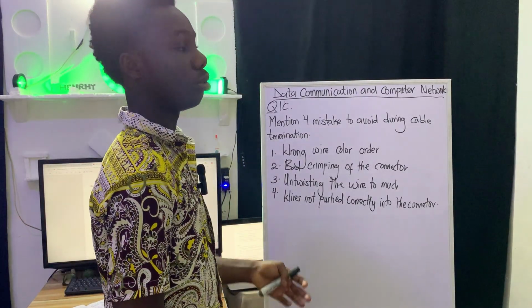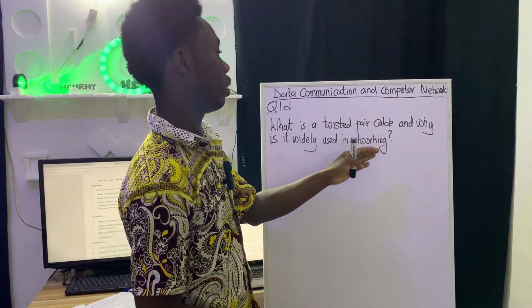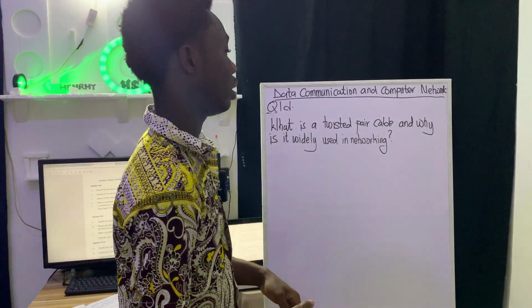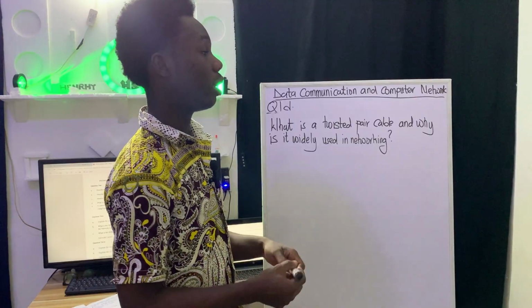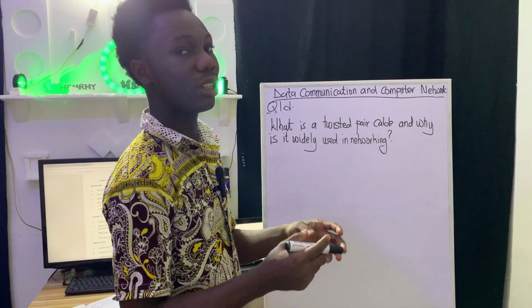So now let's move to question 1D. Question 1D says, what is a twisted pair cable and why is it widely used in networking? So a twisted pair cable comprises 2 or more cables that are twisted.